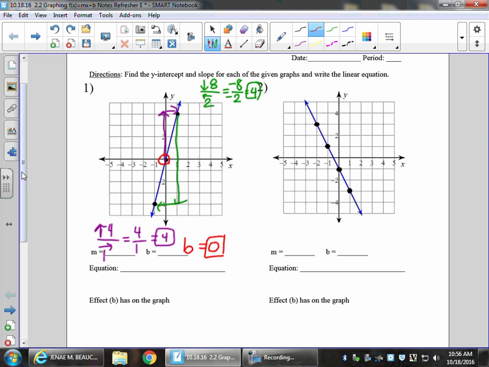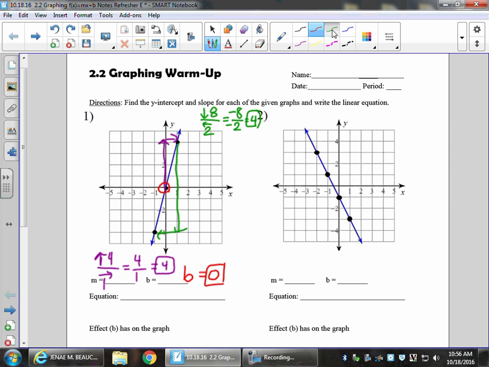So now we are going to put this together. Who remembers what slope-intercept form is from last year? Very good. f of x equals mx plus b. Write that in big letters at the top of your paper. It's what today is all about.